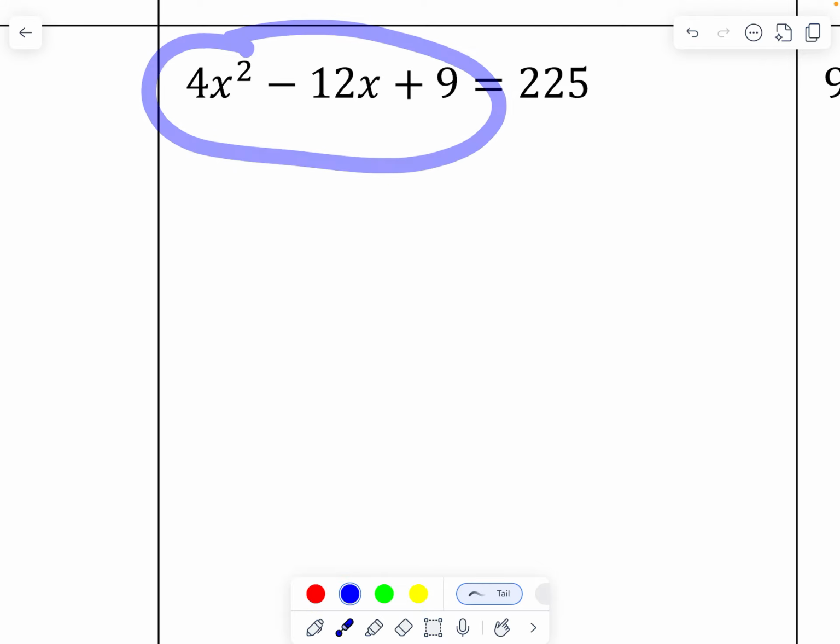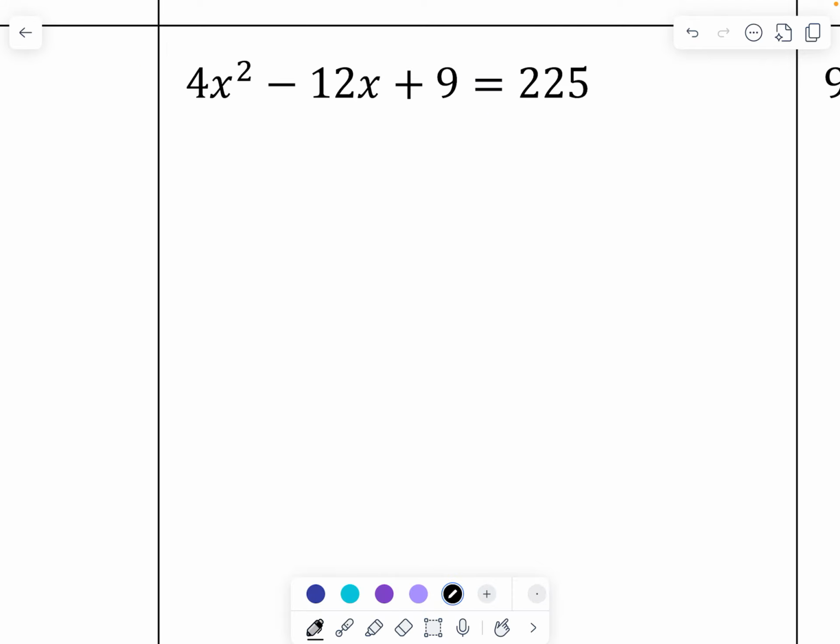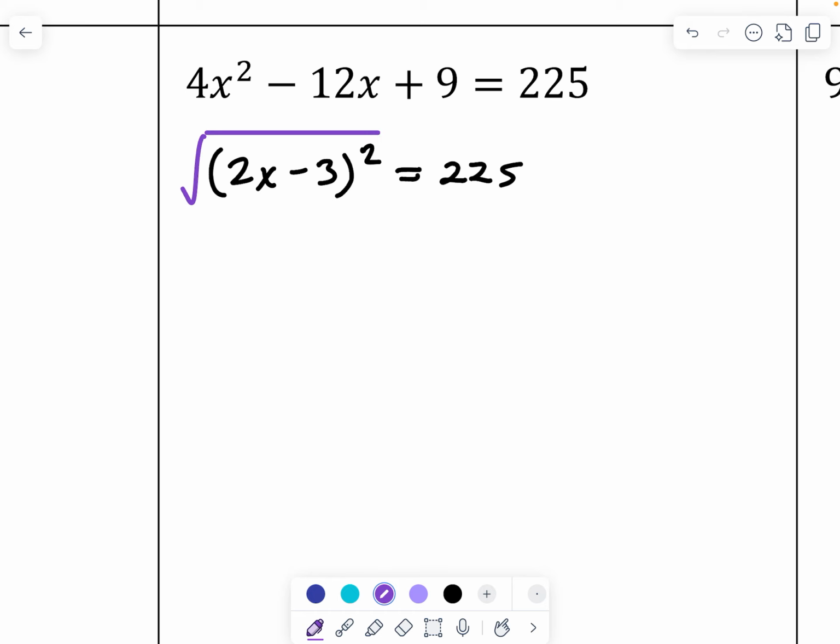This right here is a perfect square trinomial. It can be factored into 2x minus 3 squared equals 225. Nice, 225. That's a perfect square number. So we're going to take the square root of both sides. Square root property, right? It says plus or minus. So we have 2x minus 3 equals square root of 225. That's 15, right? Plus or minus 15.